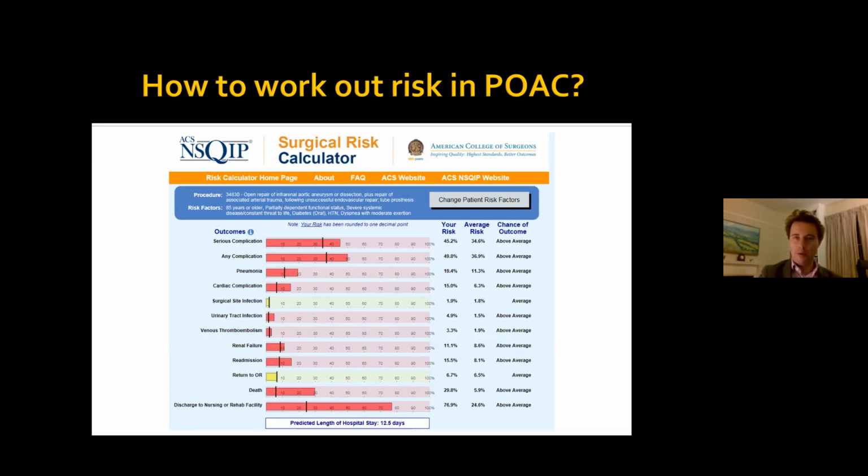And at the end of that, we generate a risk assessment using our favorite tool at the moment, which is the American College of Surgeons NSQIP surgical risk calculator. Now, obviously, there are loads of tests out there, SORT, POSSUM, various ones that you could use. But this is our favorite because it feels about right in terms of the numbers that come out.